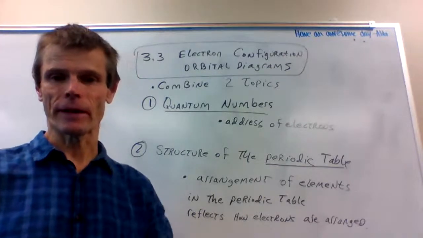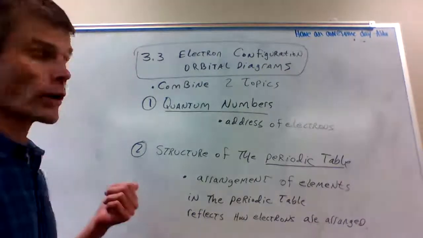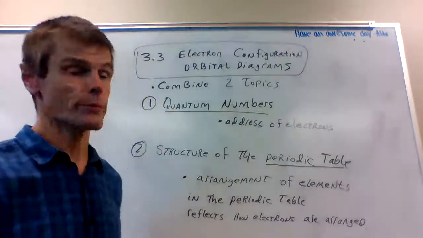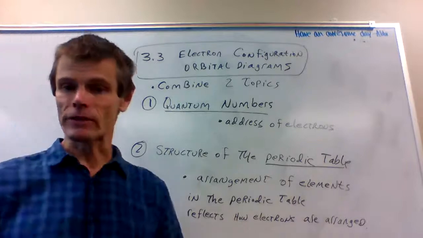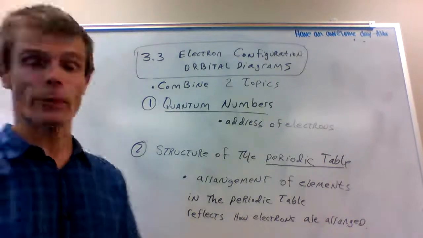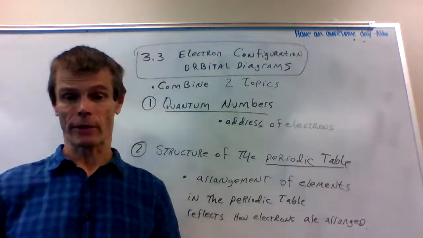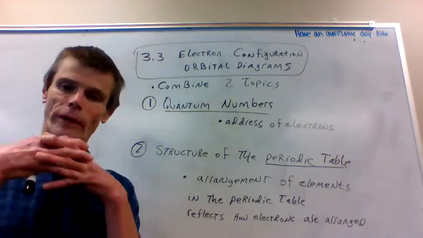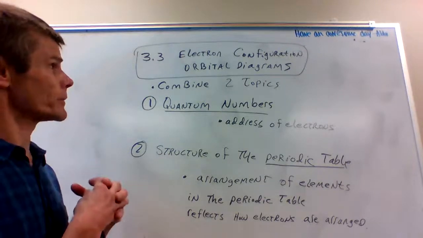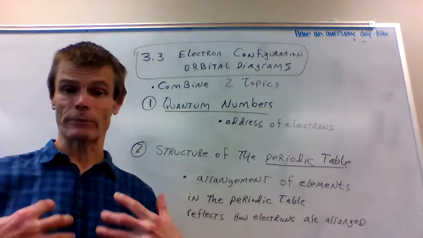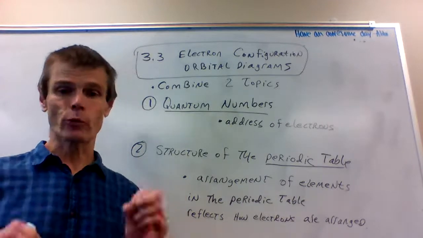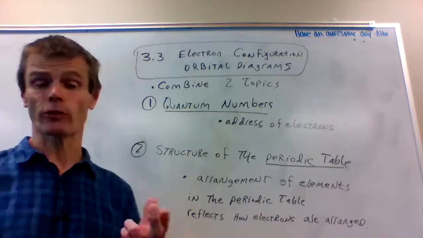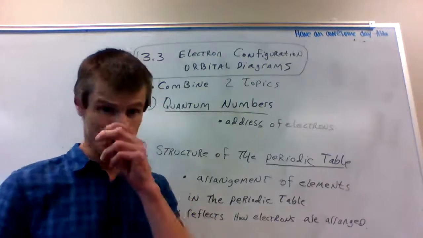Hey, Chem 1110. Today, we're going to start in Chapter 3.3. Chapter 3.3 will discuss electron configurations and orbital diagrams. Now, to understand electron configurations and orbital diagrams and what they mean, we need to recognize that we're going to combine two topics we discussed in earlier lectures.